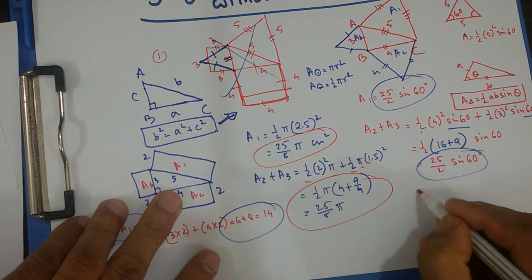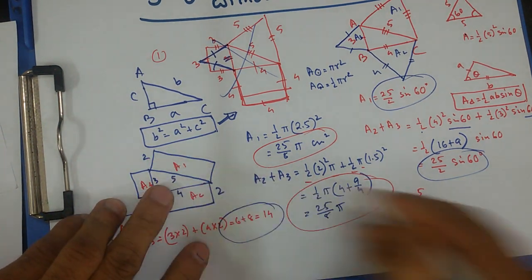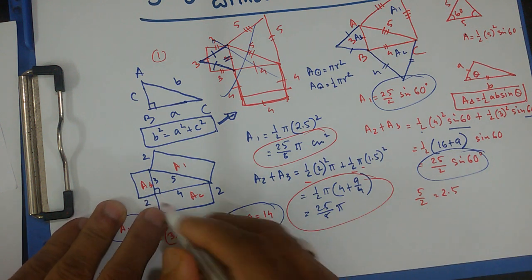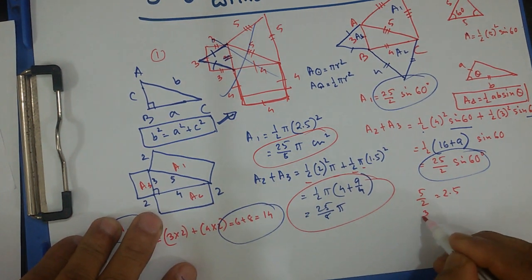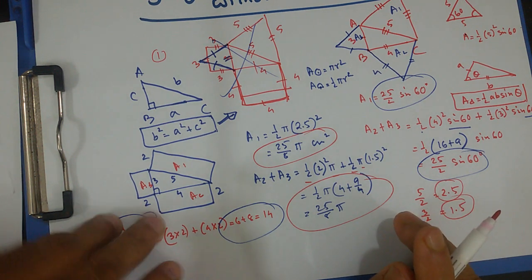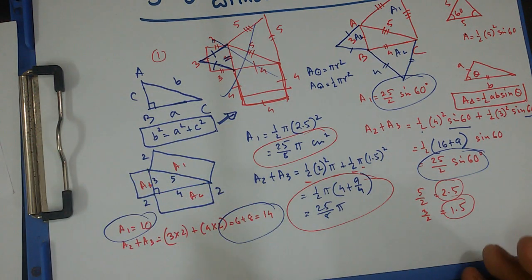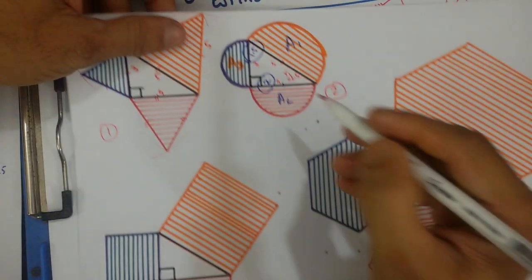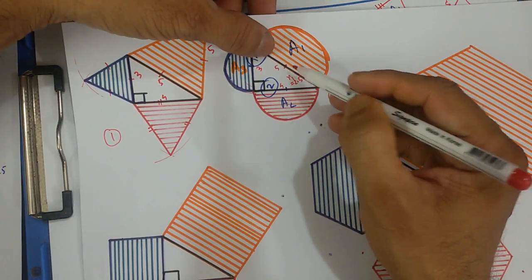So 5 divided by 2 for this one is 2.5. But over here, 3 divided by 2 is 1.5. They are not equal. Okay. Now when it's not like that, then it's not going to work. Now let's see with this one.